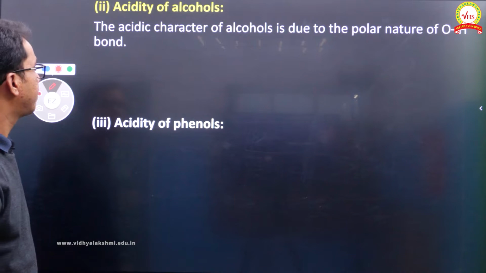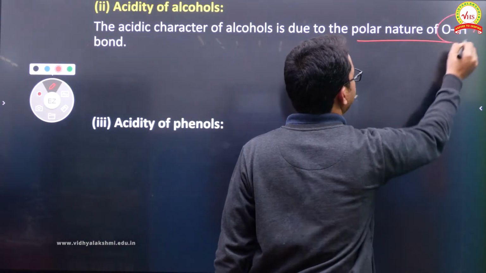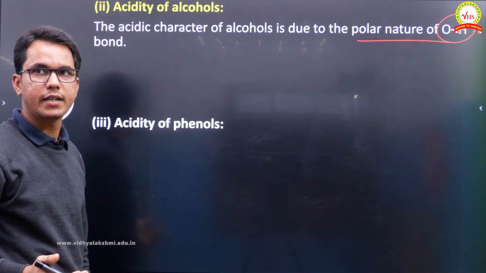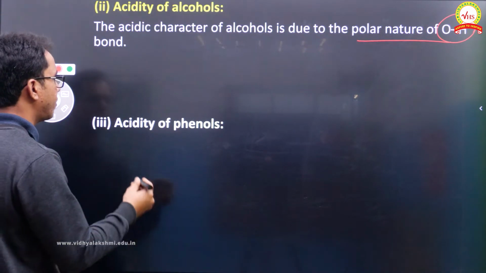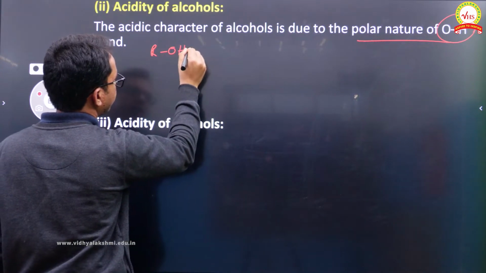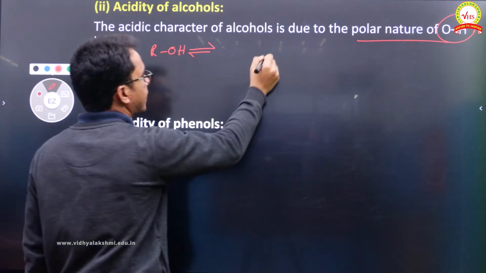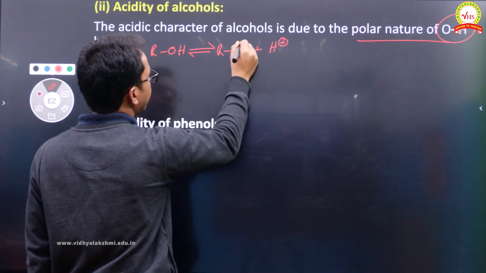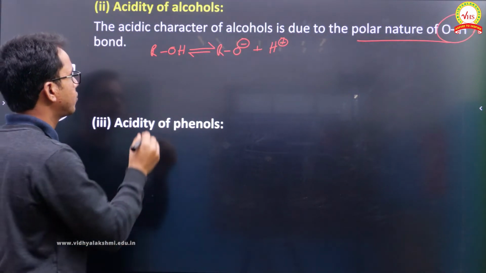Generally, the acidic character of alcohols is because of the polar nature of the OH bond. Why the polar nature of the OH bond? It is because of the electronegativity difference between oxygen and hydrogen. For example, let me take ROH. It releases H plus ions, and the remaining part is the alkoxide ion. Now this is known as the acid.